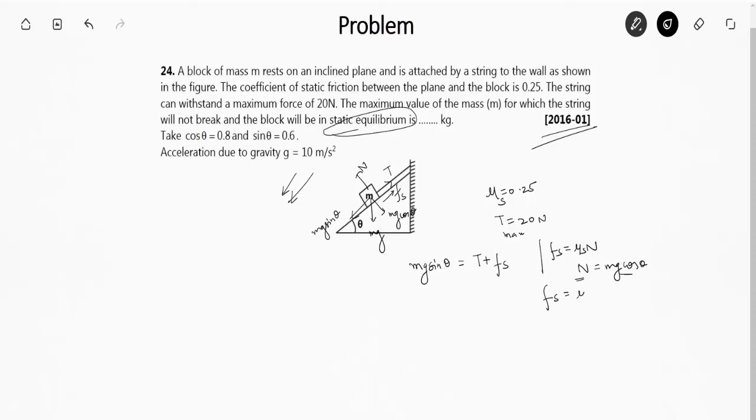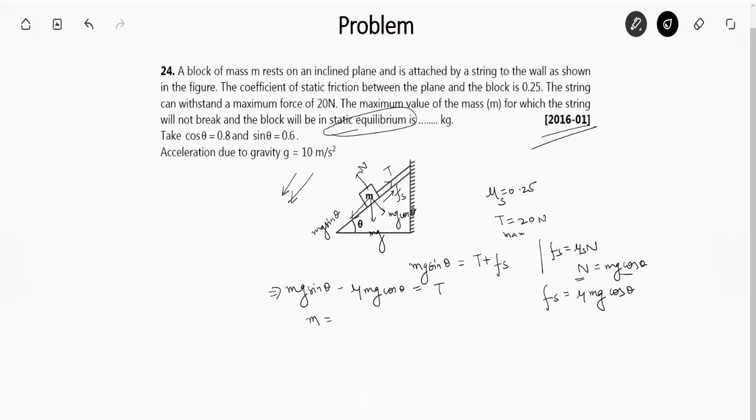So Fs is mu mg cos theta. So what we will do, I will simply replace the values they have asked. They have asked the value of m: mg sine theta minus mu mg cos theta is equal to T.